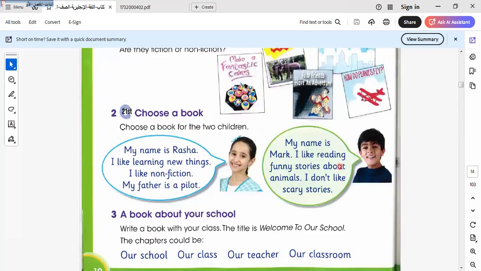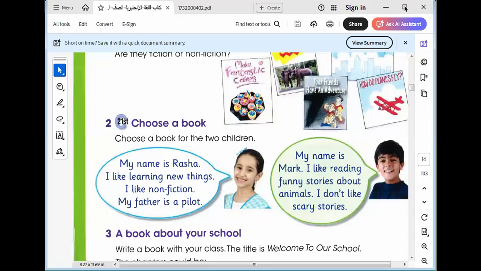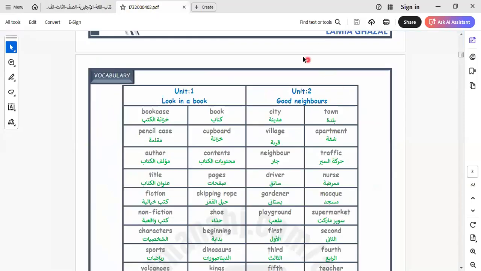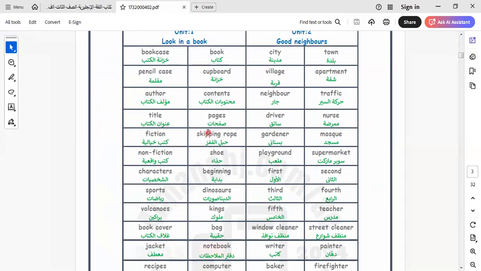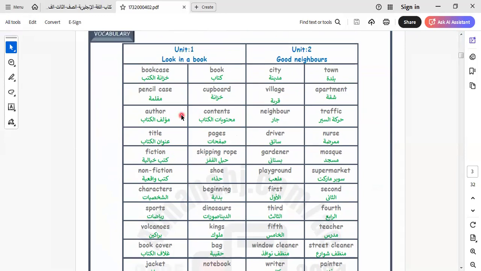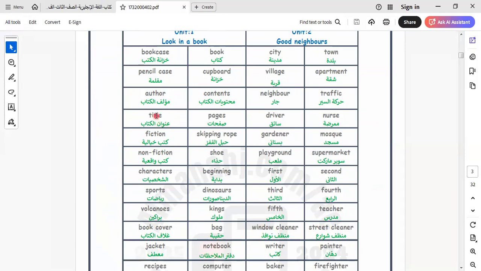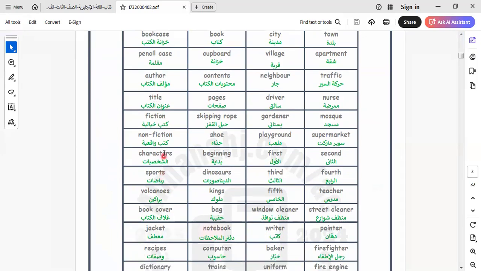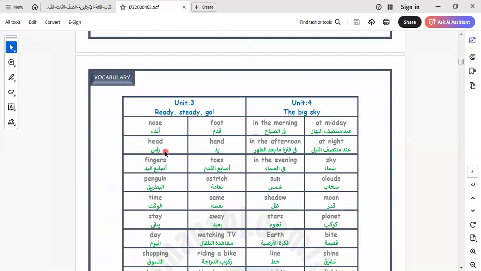Okay. Today I stop here in lesson 5. Next class I will continue, but before I go, I would like to give you a brief about the words related to this part. Okay, here we know some vocab. Let's learn it together. We have here author, contents, title, pages, fiction, non-fiction, characters. All these are the words we know in this part.